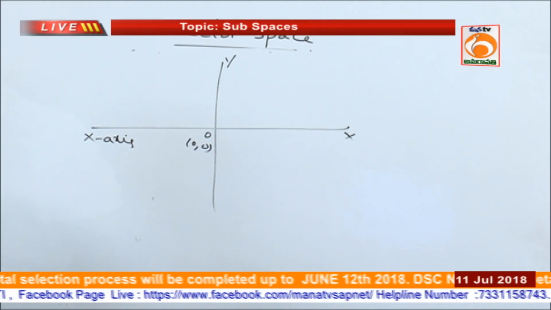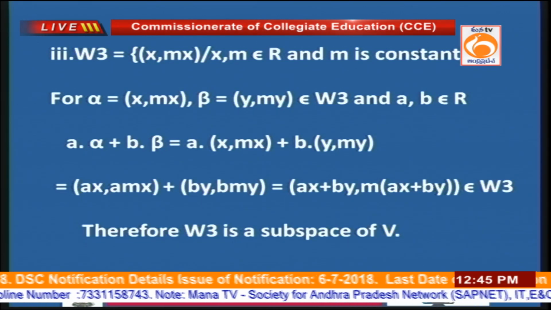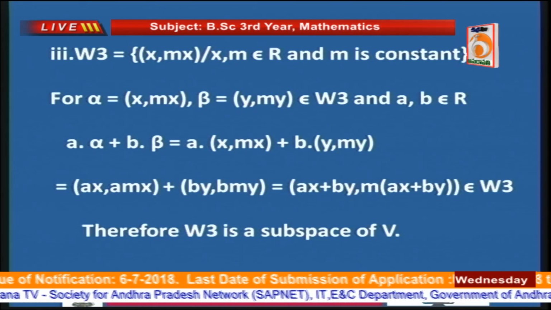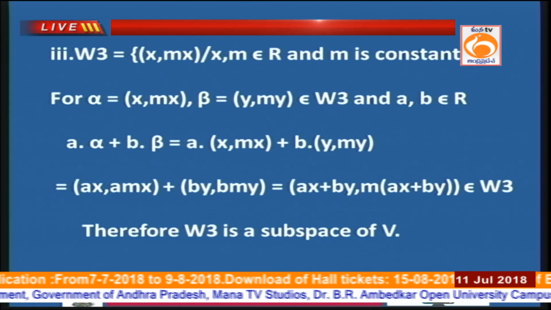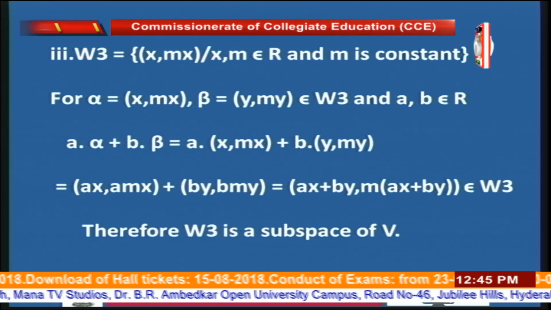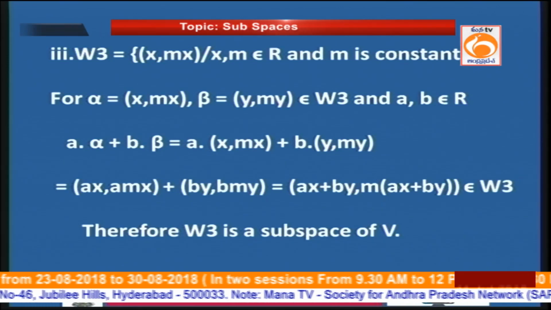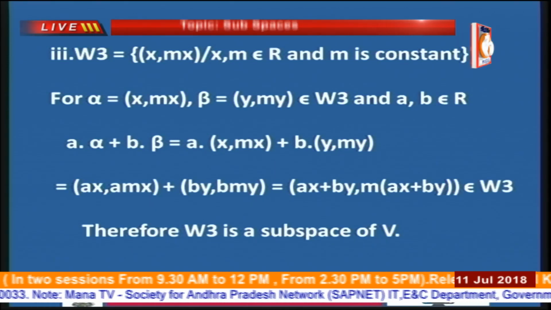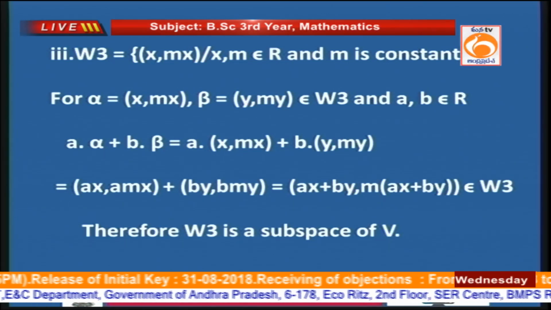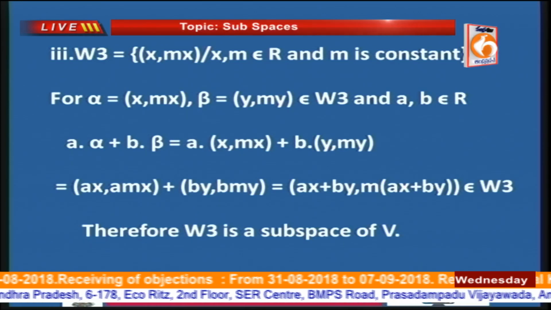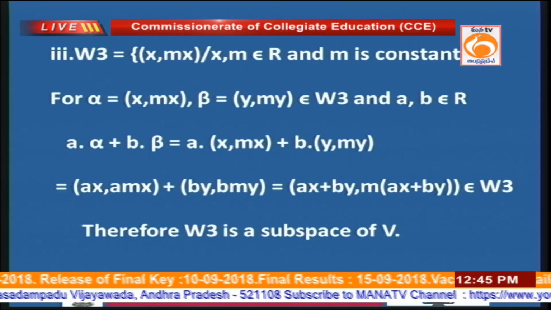Next, W3. What does W3 contain? The set of all (x, mx) where x and m are real numbers and m is a constant. Again, you take alpha and beta in W3 and verify A dot alpha plus B dot beta. Looking at the combination, you get (Ax plus By, m times (Ax plus By)). The vector we got and W3 are similar: whatever the x coordinate is, the same should be multiplied by m. So, this belongs to W3. So, W3 is a subspace of V.